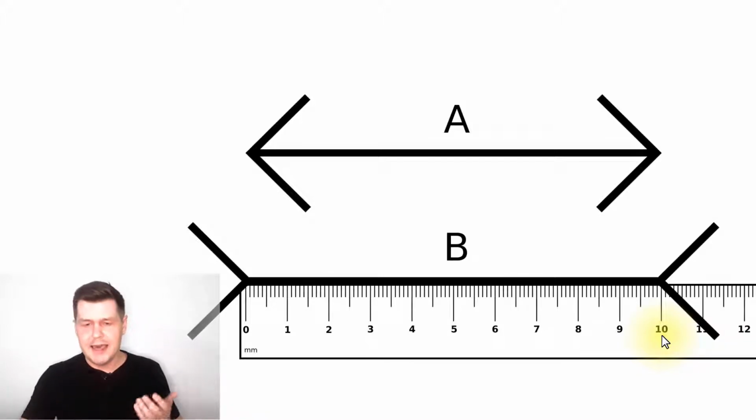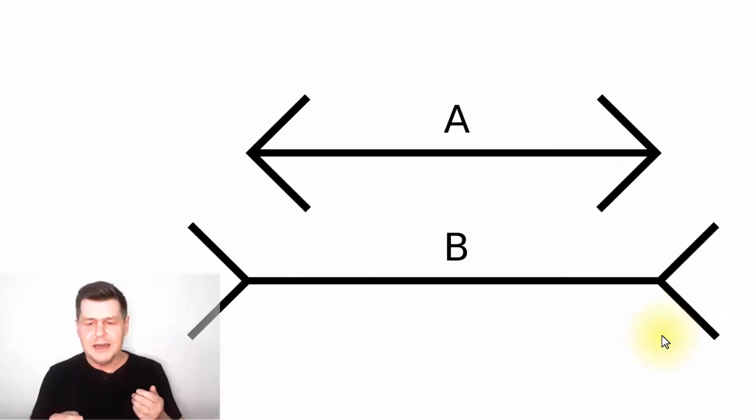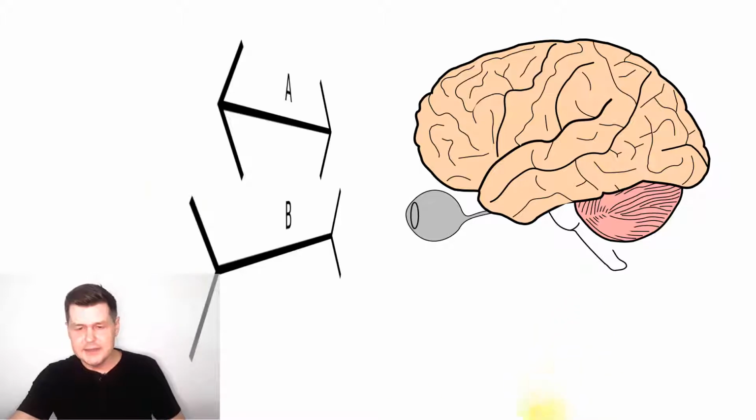So actually line A and line B are both the same length. They're both 10 centimeters long. But line B looks longer than line A, doesn't it? Line B looks longer even though they're both the same length. So this is a kind of optical illusion.